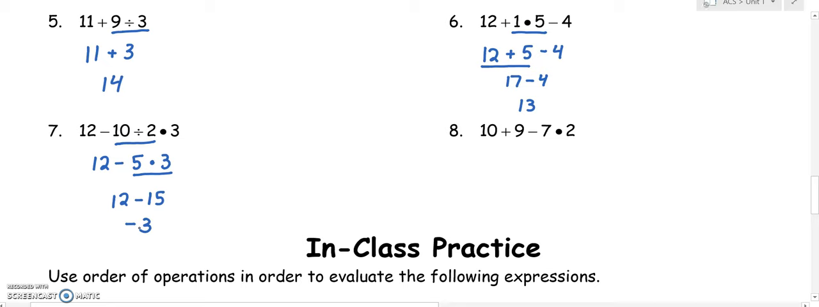Our last problem is 10 plus 9 minus 7 times 2. So the first step I want to do is multiply. I'm going to carry everything else down. So 10 plus 9 minus 7 times 2 is 14. Then I'm going to add and subtract from left to right. So first I'm going to add 10 plus 9 is 19. Minus 14 is 5.